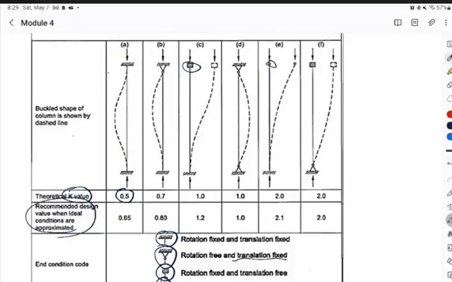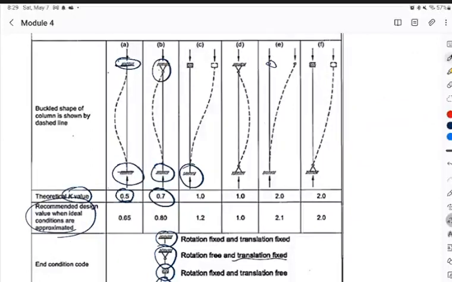Okay, dito, the K value is 0.5 for both ends fixed. No? Both, tama, fixed sa both ends. Okay, so 0.5 ang value ng K. If it is fixed and pinned, it is 0.7 class. Okay? If it is fixed and translation free, ito translation free, usually naman sinasabi naman yan sa mga problems.